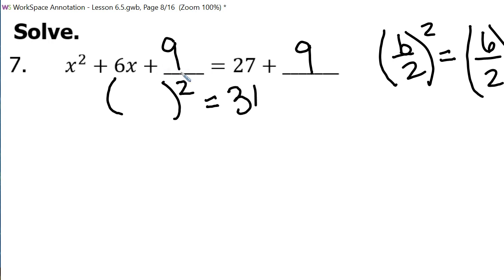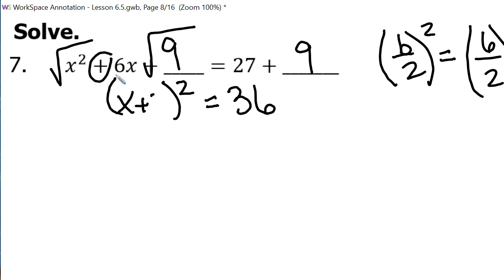Now, just like yesterday, to factor the perfect square trinomial, square root the first term, square root the last term, keep the sign of the middle term. X plus 3. So inside the parentheses we'll have x plus 3.